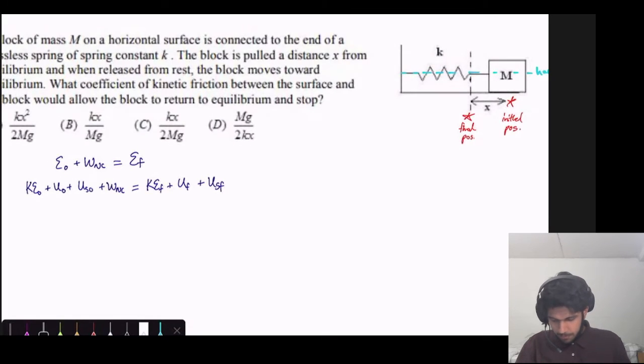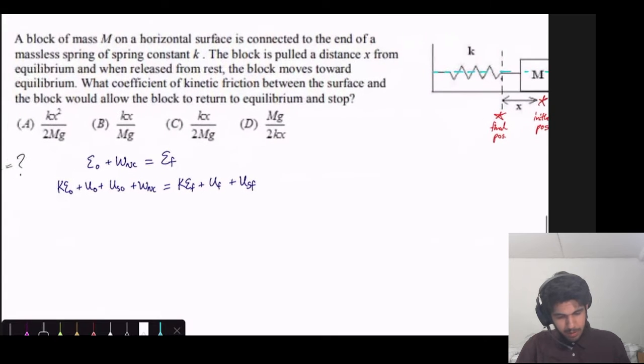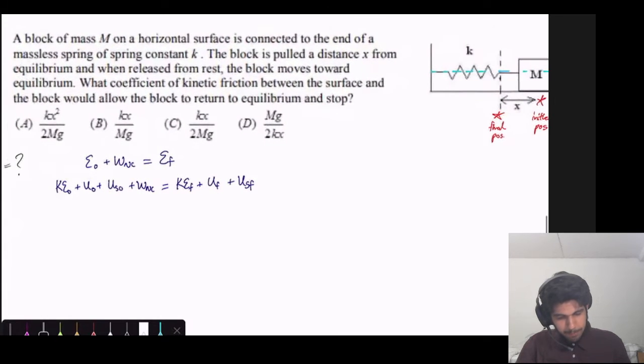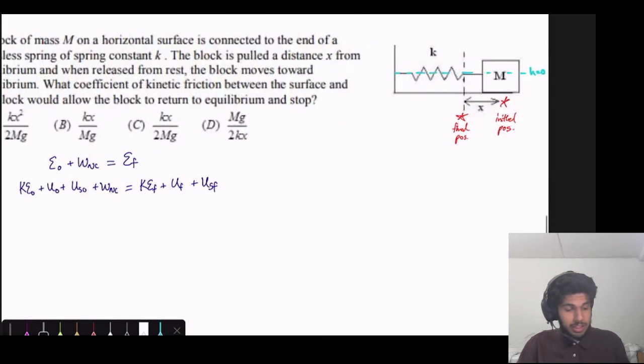Okay. So let's see. The block is pulled a distance x from equilibrium, and when released from rest, the block moves towards equilibrium. So initially, the block is at rest, which means its velocity is 0. That means there will be no initial kinetic energy, because velocity is 0.